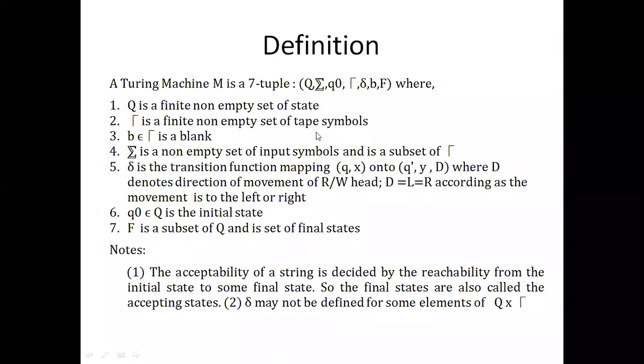Now we have sigma. What is sigma? Sigma is the set of all the symbols using which the words of the language are formed. So these words can be placed on the input tape. So basically the string can be placed on the input tape.